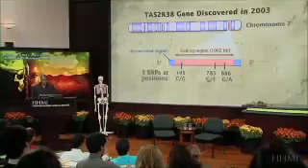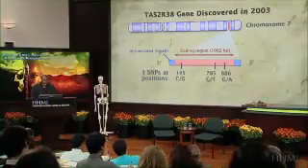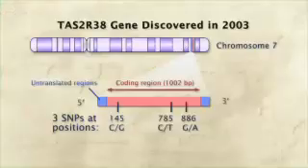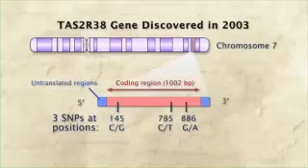mechanism in our species. Now, the bitter taste receptor gene TAS2R38 on chromosome 7 was discovered in 2003, and this gene accounts for a large proportion of the phenotypic variants in PTC perception. This gene consists of 2 untranslated regions depicted here in blue and a 1002 base pair coding region depicted here in red, which encodes for a 333 amino acid receptor protein product.